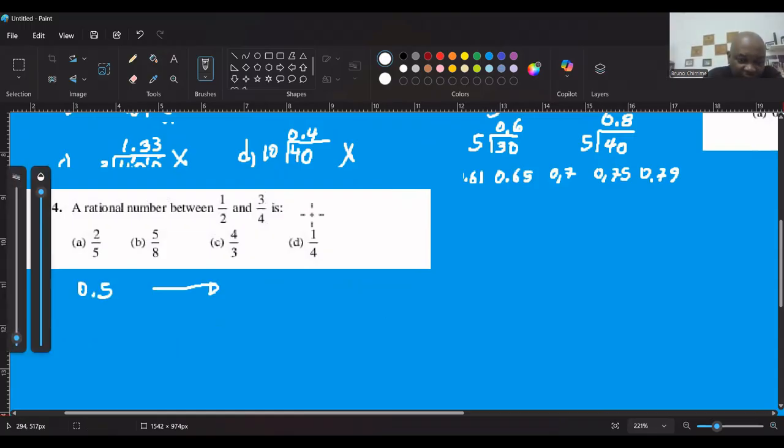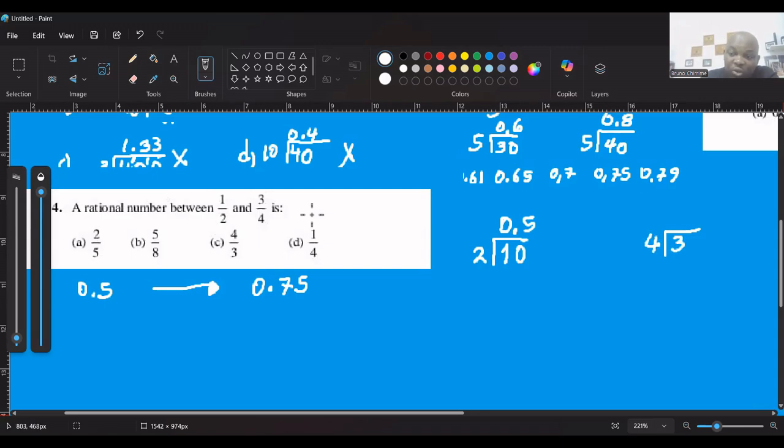And all the way, it has to be a number between 0.5 and 3 over 4, which is 0.75. Why do we know this? Of course, because if you divide 1 by 2, 2 into 1 doesn't go, so we put a 0 comma, add a 0. 2 into 10 goes 5 times. 5 times 2 is 10. 10 minus 10 is 0. So that's 0.5. And of course, you know that 3 over 4 is 0.75 or 75% by dividing 3 by 4.